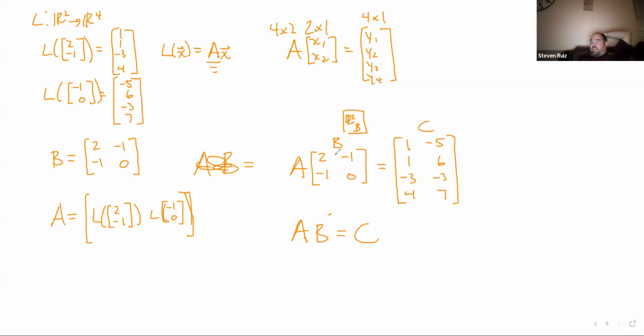Now, does it make sense to think about the inverse of B? Does B have an inverse? Because if it does, we could do this: A times B inverse equals C times B inverse. So a couple questions here. What kind of matrices have inverses?